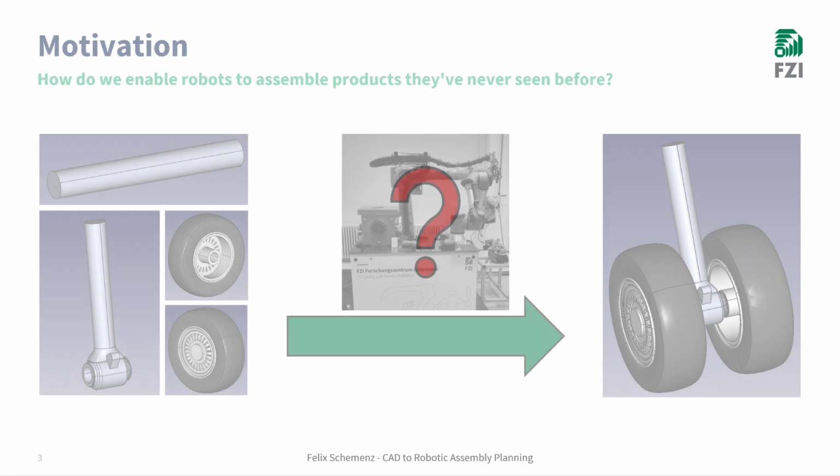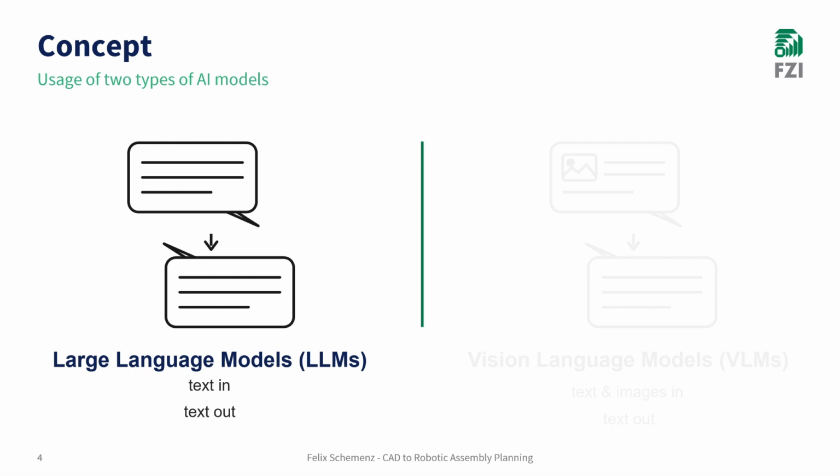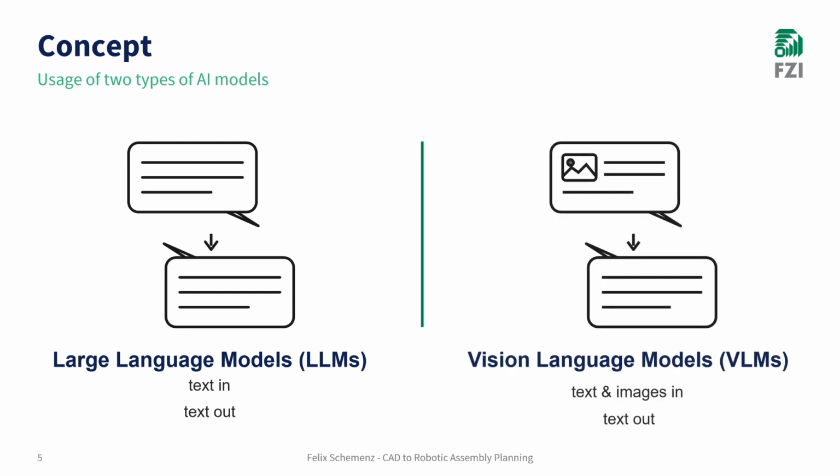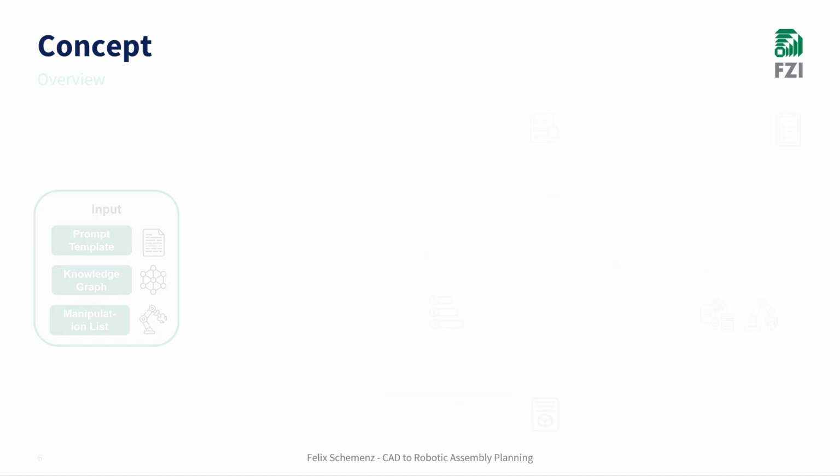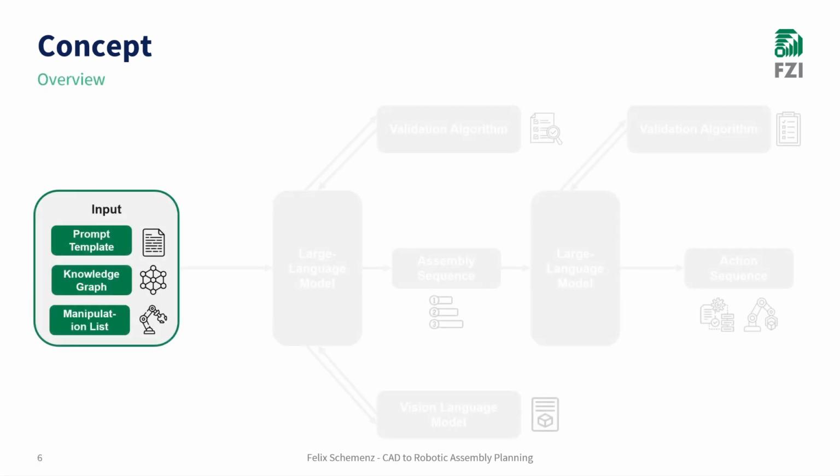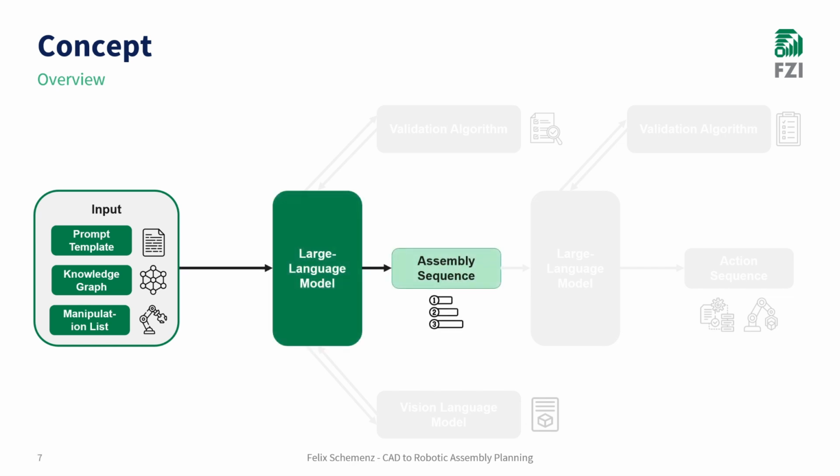The core idea of my work is to leverage two types of AI models: large language models, which reason over text, and vision language models, which additionally interpret images. In my framework, a CAD file is first transformed into a knowledge graph containing geometric and assembly-related information. This graph is then passed to the LLM, which identifies a feasible assembly sequence.